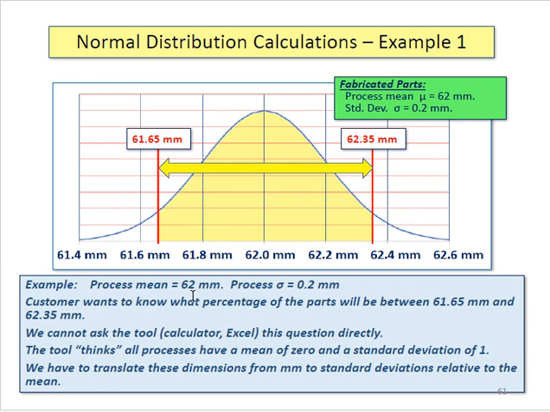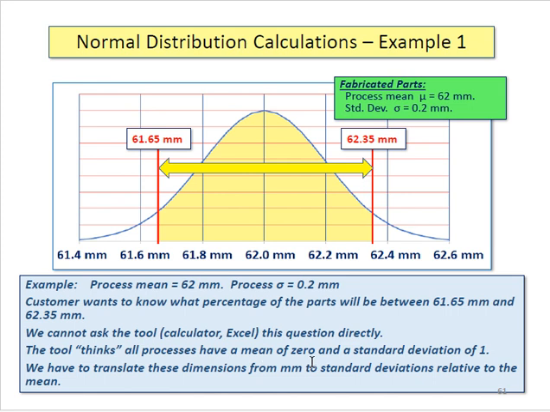So here, your real world problem is I have a mean of 62 millimeters and the process standard deviation is 0.2. So the customer wants to know what percentage of the parts is going to be between 61.65 all the way to 62.35. So we cannot ask the tool this question directly. So the tool is going to think. Tool means your calculator and your Excel.